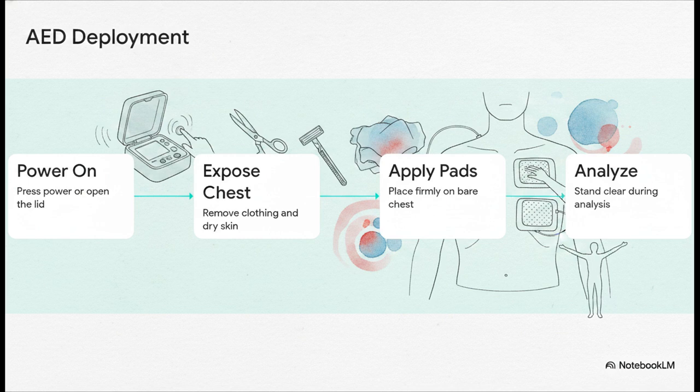Step 2, expose the chest. You might need to use the trauma shears to cut away bulky clothing or a razor to shave some heavy chest hair so the pads make direct skin contact. Step 3, apply the pads firmly. And step 4, stand absolutely clear while it analyzes the rhythm. Seriously, do not touch the patient during this analysis phase or you're going to interfere with the machine's reading.